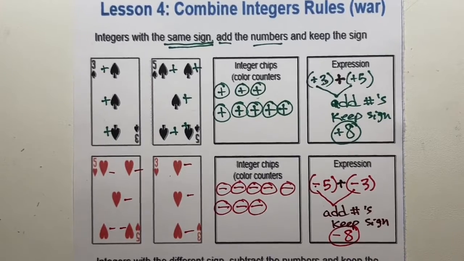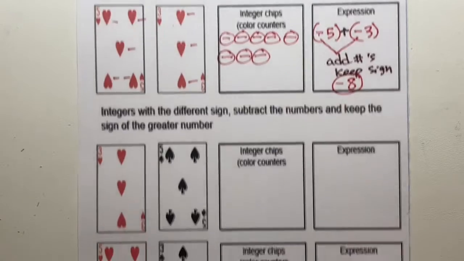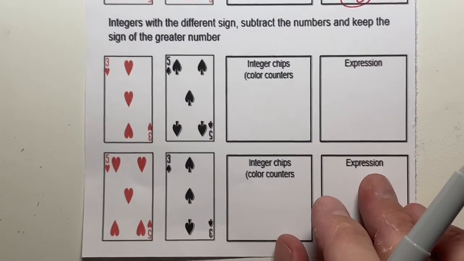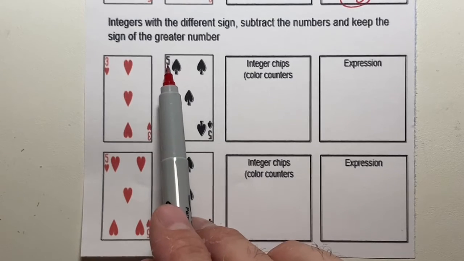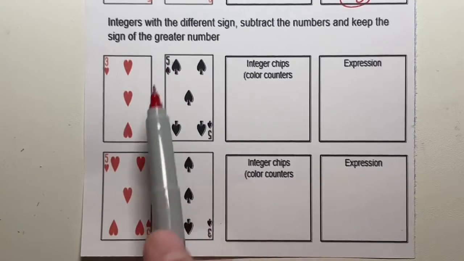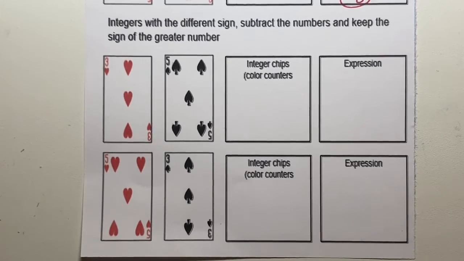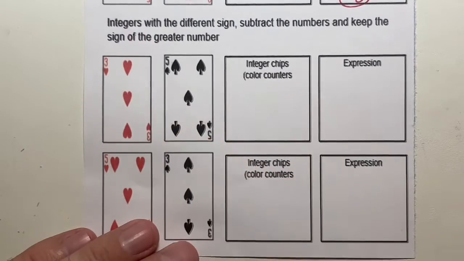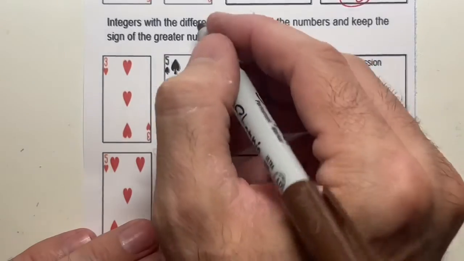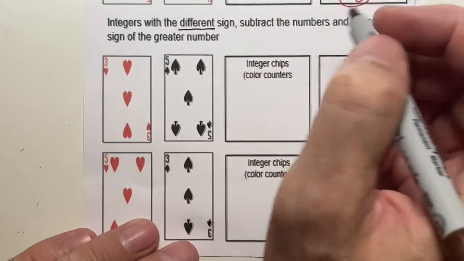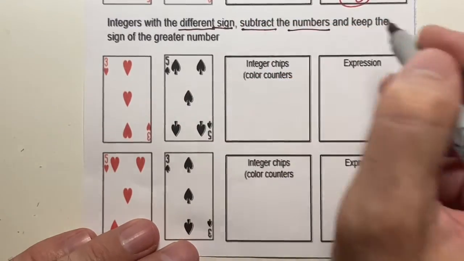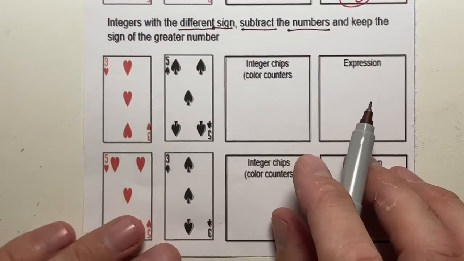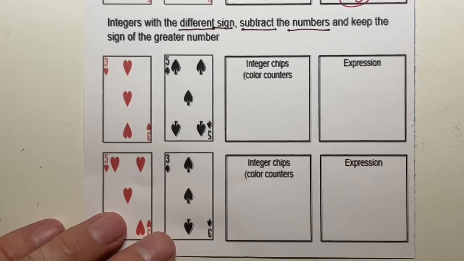Okay, so here's where the game of war comes in. We're going to go to the second part here. Now, if we have different colors for the suits, well then the card with the higher number is going to win between those two as far as what sign you're going to use. So now if integers have different signs, then we're going to subtract the numbers, but we're going to keep the sign of which one that we have more of. So let's look at the first example.